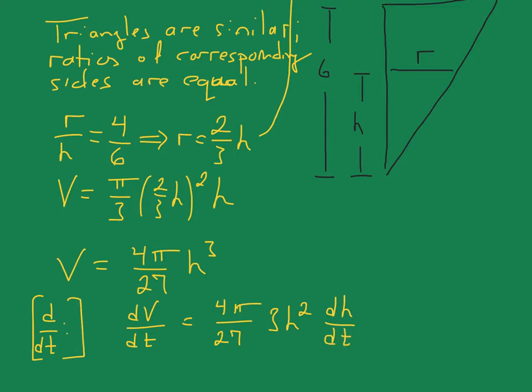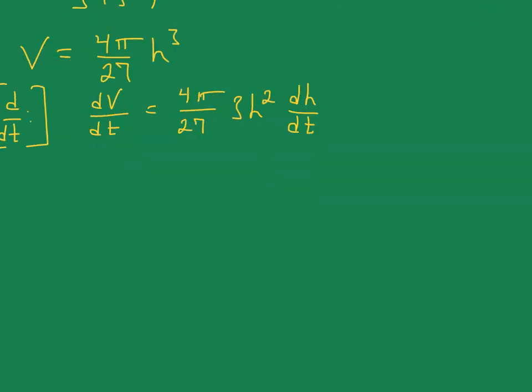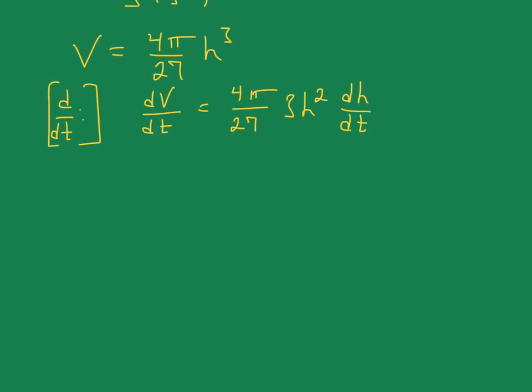Okay, now simplifying this, what do we have? dv dt then is equal to 4 pi over 9, canceling that 3, h squared dh dt. Alright, well now let's just find out why it is that we were doing all this, and to find out what it is that we were up to, let's go back to our original question. So I've now written dv dt in terms of h and dh dt.